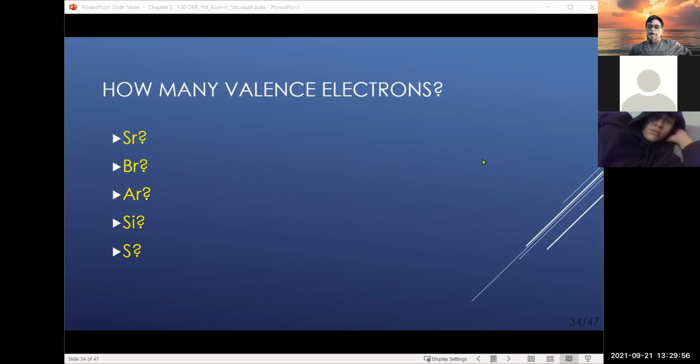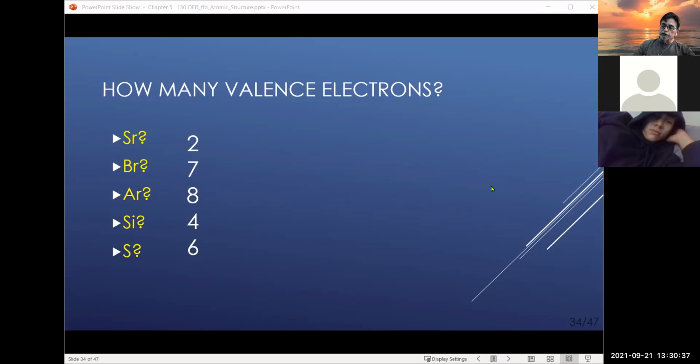So, how many valence electrons? We go look for it. Sr, strontium, is in group 2A, so it will have two valence electrons, okay? Br, which is bromine, is in group 7A, so it has seven valence electrons. Argon, which is a noble gas, is in group 8, will have eight valence electrons. Remember, the noble gas is the last column on your right. They do not react because the valence electrons are there, all eight of them, and therefore no more reactivity.